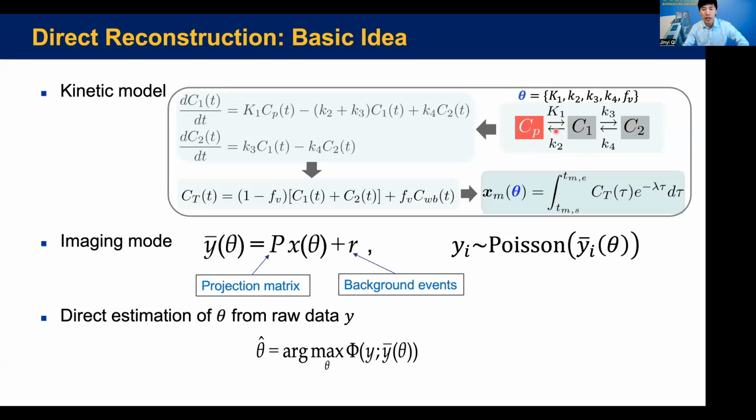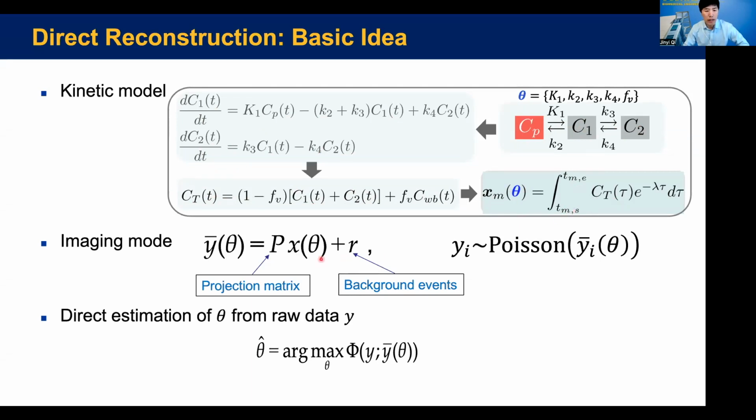There's an exchange rate between those compartments, and the rate of change of C1 and C2 can be described by those two differential equations. From there, we can solve those two differential equations and get the expression of C1 and C2 over time. The tissue concentration is essentially the combination of C1 and C2 plus some blood fraction. This is what we're going to measure in the PET scanner, and we call that X. It's essentially the CT integration over the scan duration of each frame.